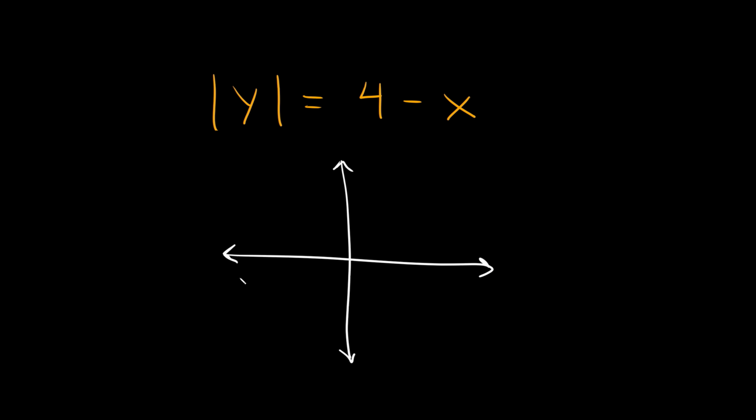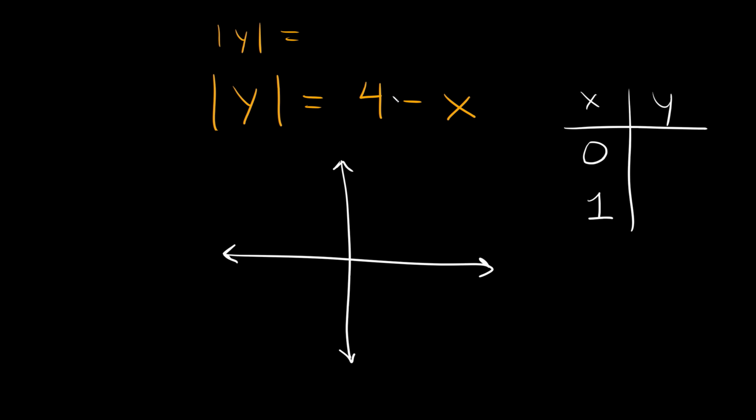So with this guy right here, we can once again just plot a few points. So here, let's plug in a 0 and a 1. So if we plug in a 0 right here, we're going to get 4 minus 0. So we basically get the absolute value of y is equal to 4 minus 0, which is just 4, right? So here you can see that y could be a positive 4 or a negative 4, right? So we could have a positive 4 or a negative 4 for y.